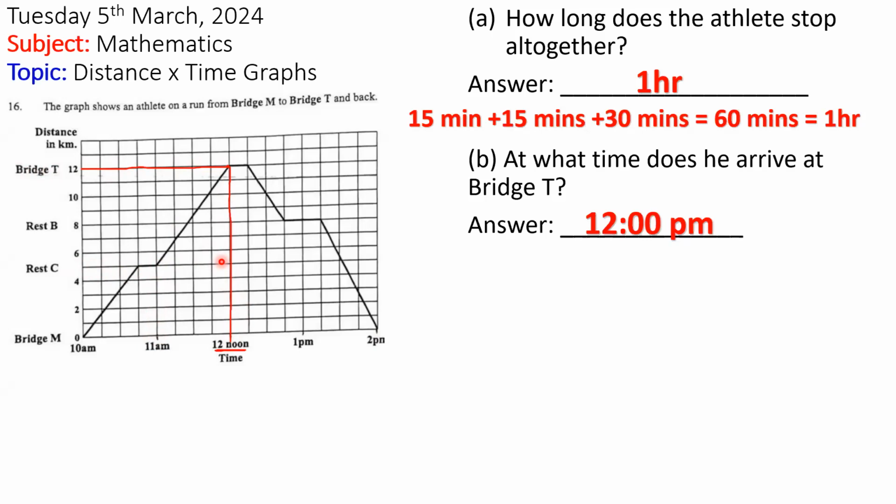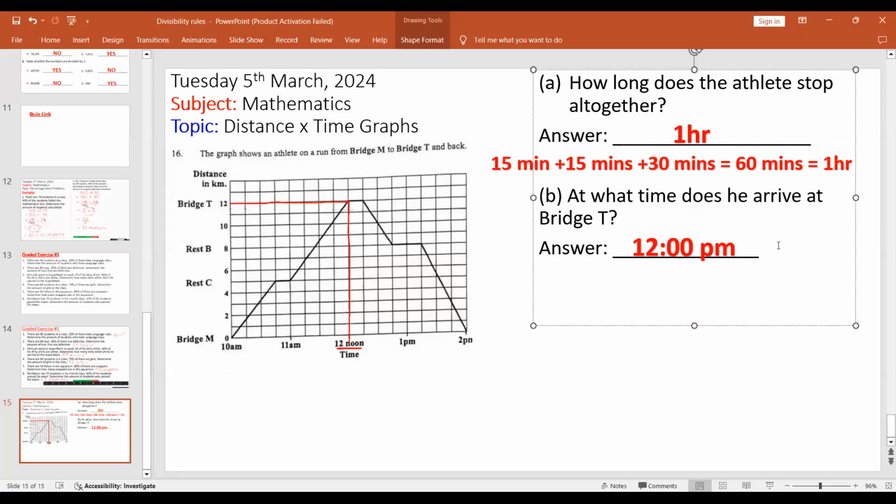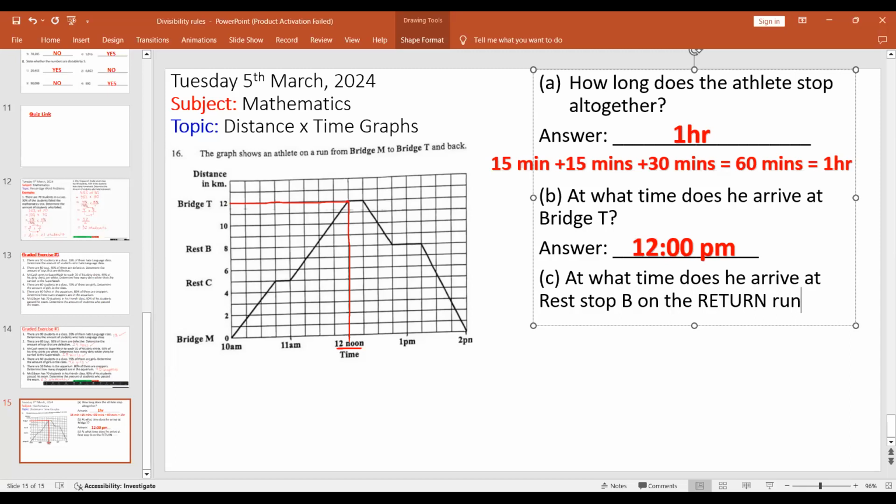The next question is for part C. At what time does he arrive at rest stop B on the return run? At what time does he arrive at rest stop B on the return run?